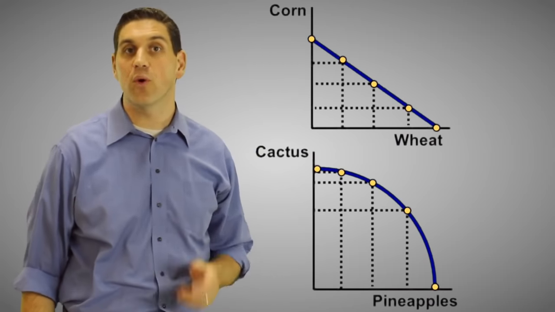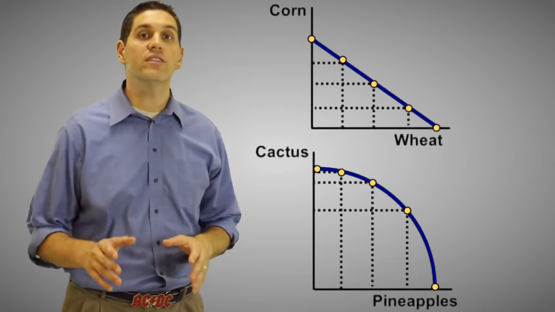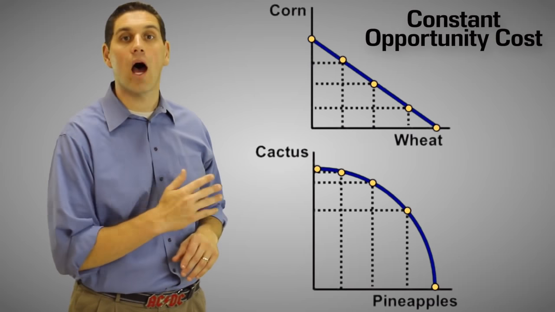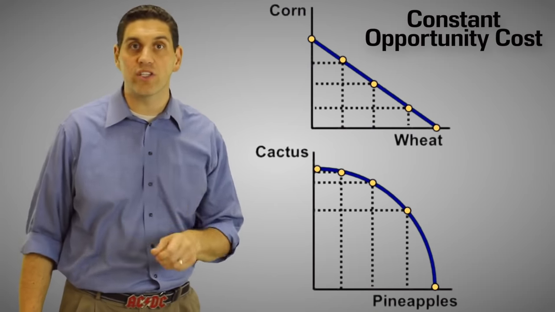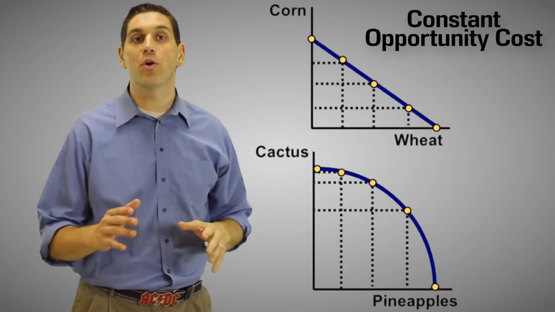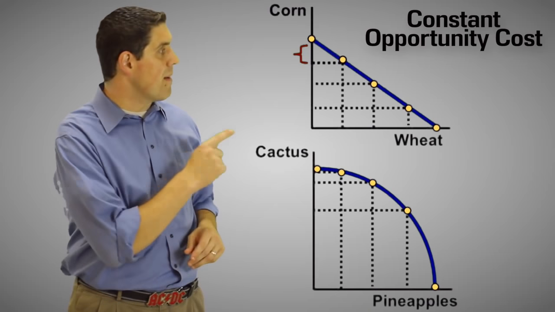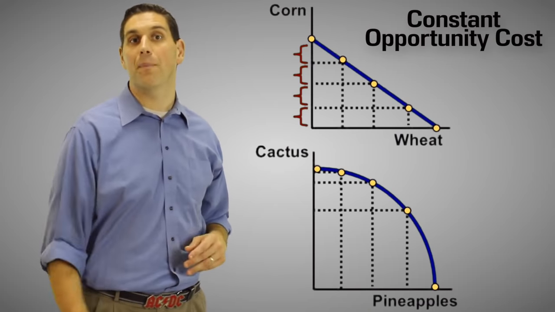Let's do different examples. So in this case, let's do corn and wheat, and let's do cactus and pineapple. It turns out that the shape of the curve is very important. So this top one shows a constant opportunity cost between corn and wheat. This is because the resources to produce corn and wheat, the ground, the climate, are very similar. So when you produce a certain amount of wheat, you give up a certain amount of corn. And when you produce that same amount of wheat, you give up the same amount of corn. That shows constant opportunity cost.